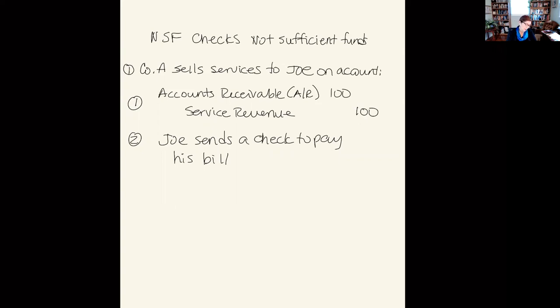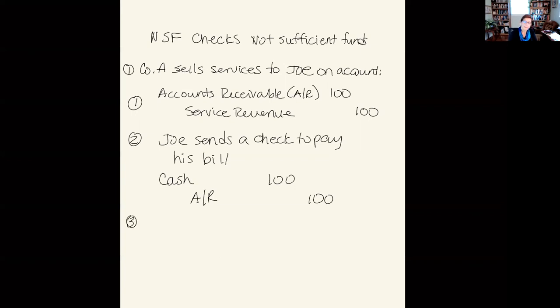So what is company A going to do? Company A's journal entry, it's going to debit cash and it credits accounts receivable. Why? Because it's collecting the money that Joe owed it. So remember, cash and accounts receivable are both assets. The cash is going up, the accounts receivable is going down. So we credit an asset to make it go down. So all is fine so far.